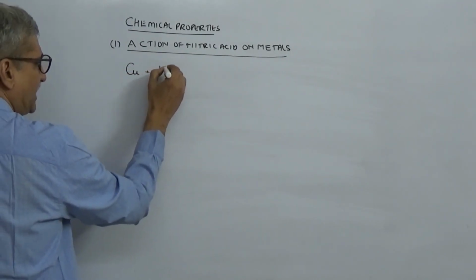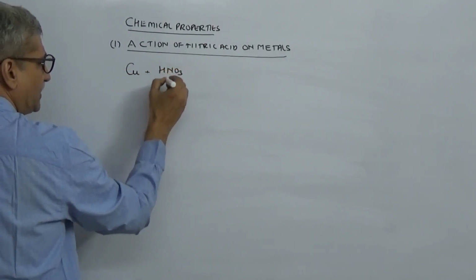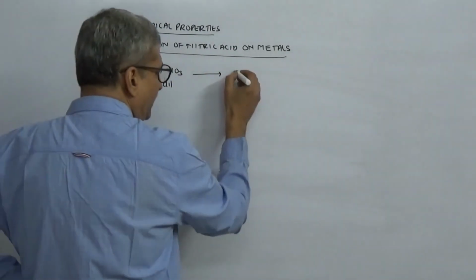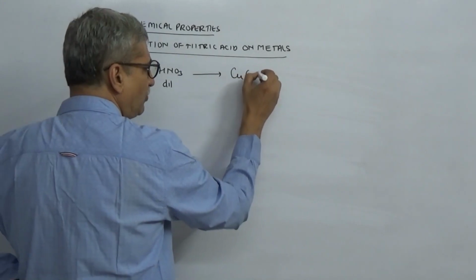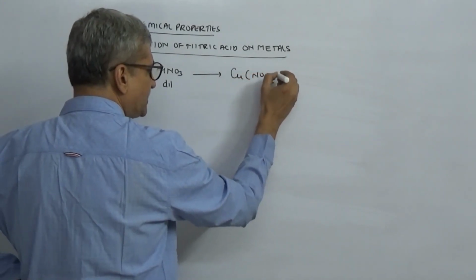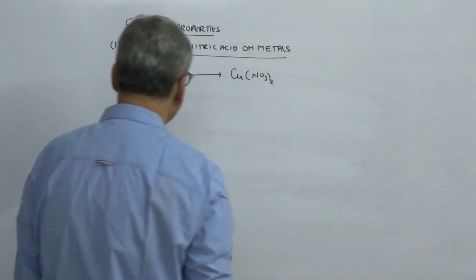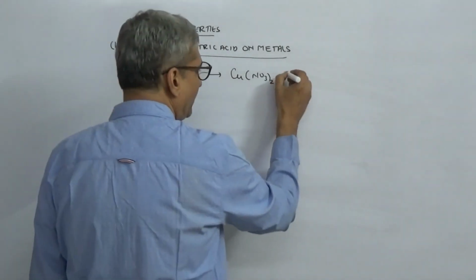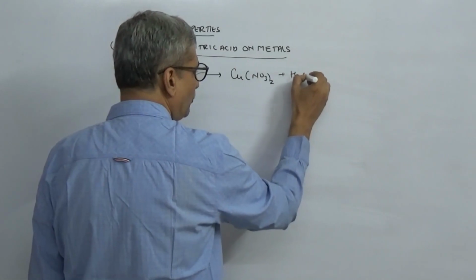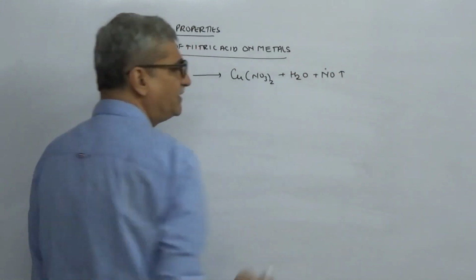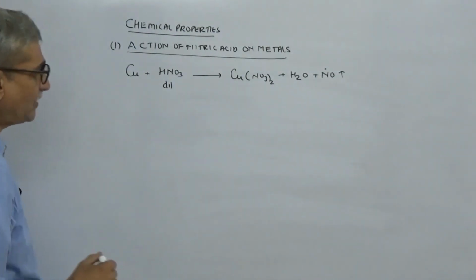So copper reacts with dilute HNO3. And what does it form? It forms copper nitrate, Cu(NO3)2. So even dilute nitric acid is an oxidizing agent. It oxidizes metallic copper to copper nitrate, plus H2O plus nitric oxide gas. Remember, nitric oxide is an odd electron molecule.